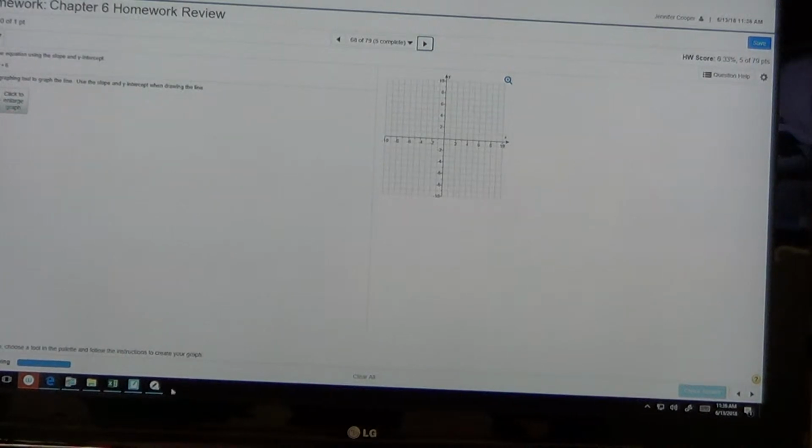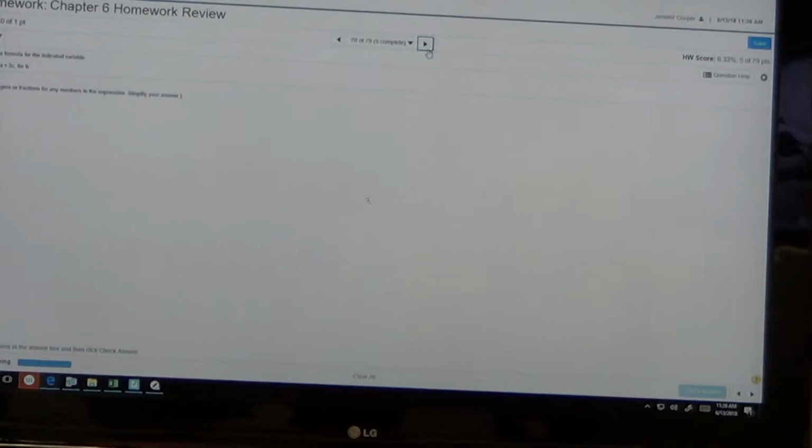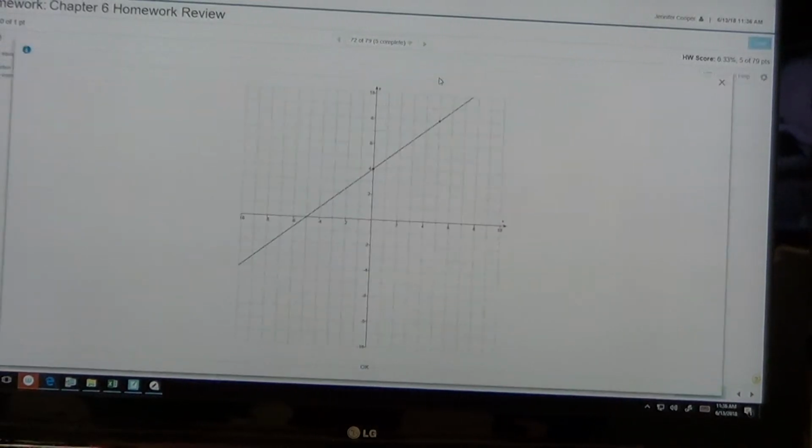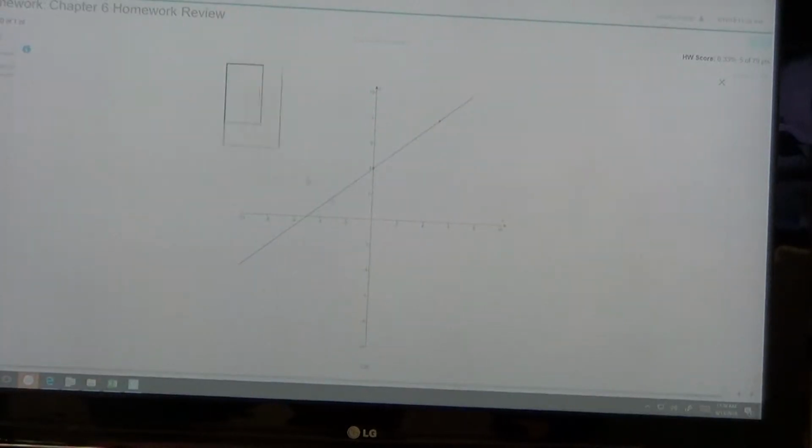Y'all know how to do these by now. I'm not doing another one of those. Let me see if there's another one. Okay, this is like the one we just did. Let me get it bigger. This one is write an equation based on the line.